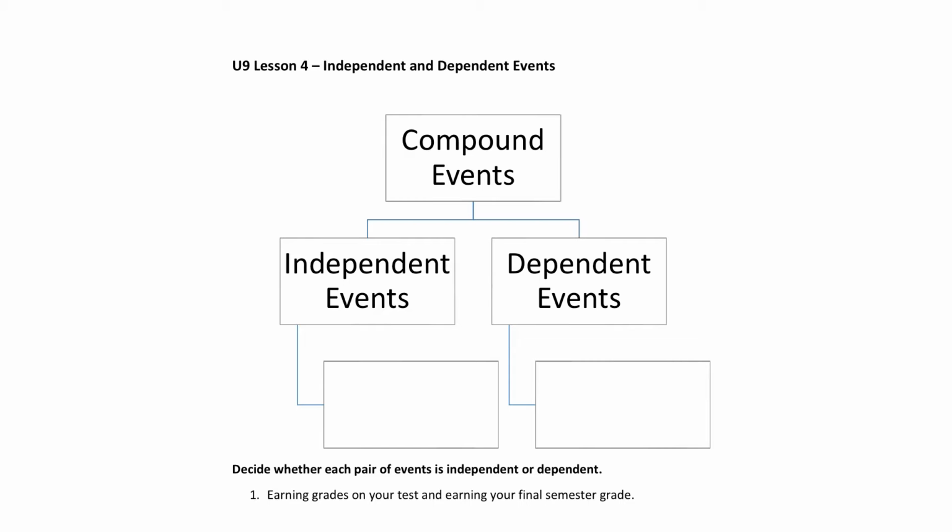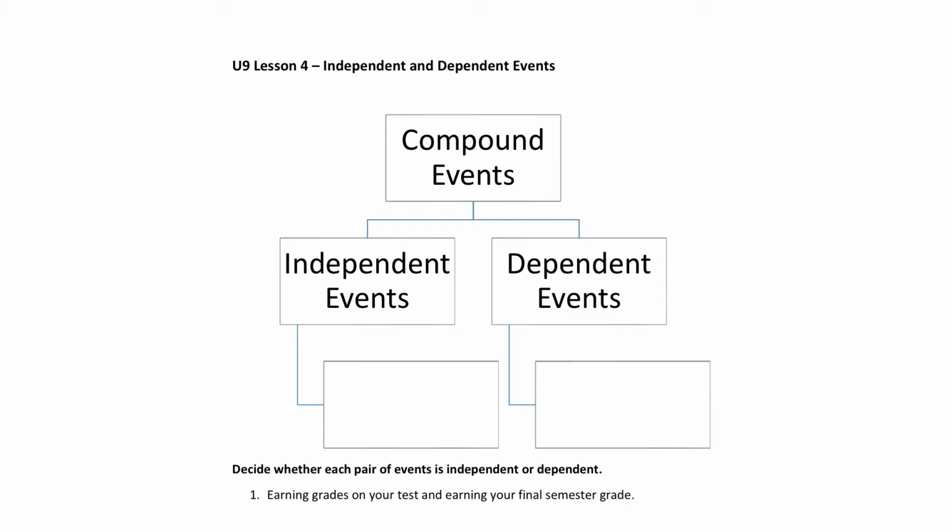Okay, today we're going to talk a little bit about compound events. What we did yesterday and what you just did on your quiz is simple probabilities, simple events, because it's one single thing that's happening. Compound events is where you do more than one thing within the experiment, so it's going to be several different actions happening within one experiment.